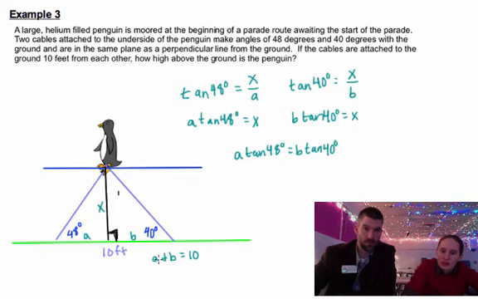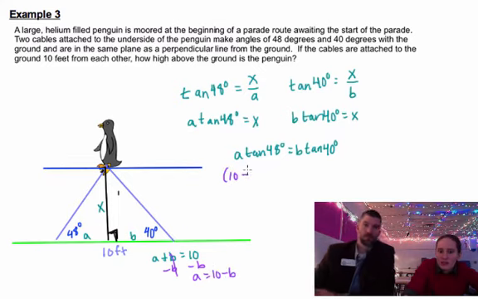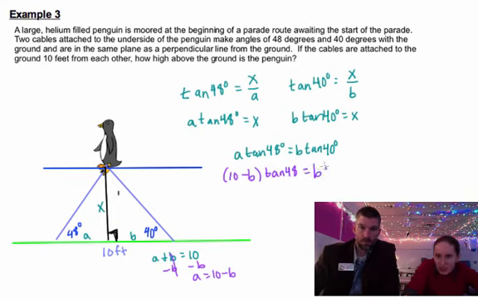Okay, that's some progress. We know that A plus B equals 10. So if we solve for one of those, we can plug in. If A equals 10 minus B, then we put 10 minus B here, tangent 48 equals B tangent 40. All right, now we got to get B by itself. So we're going to have to distribute. So we got 10 tan 48 minus B tan 48.